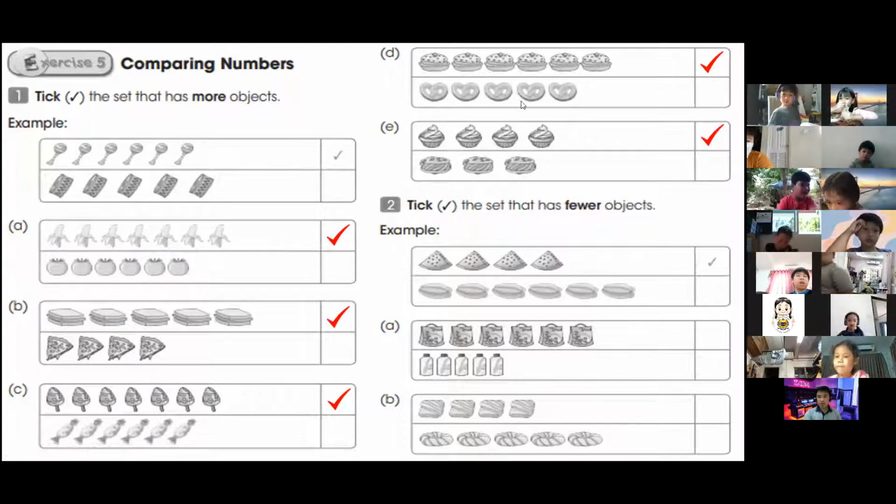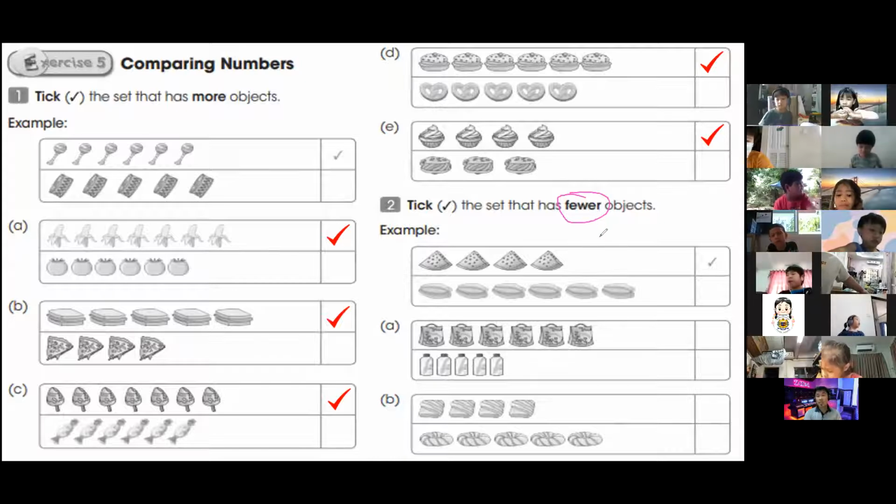We use the word fewer. Don't forget this word, fewer, or we say less, or smaller in number, okay? Fewer, less, or smaller in number.